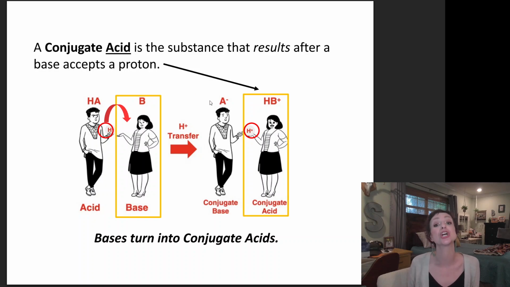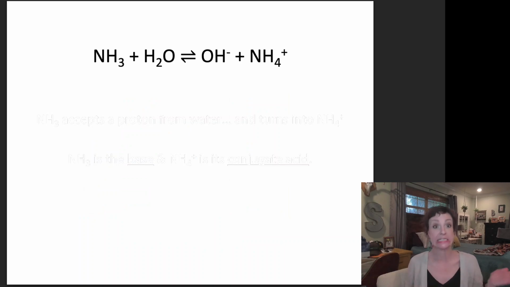So bases will turn into conjugate acids, keeping in mind that the only difference between the base and the conjugate acid that it turns into is just the addition of one proton. Okay, so let's look at an example of this.